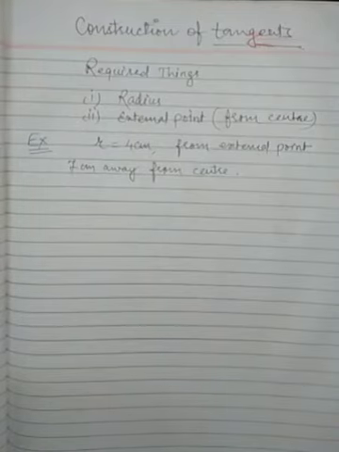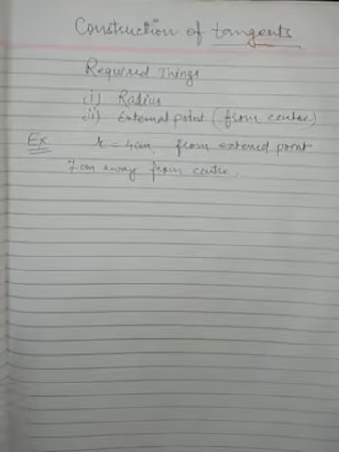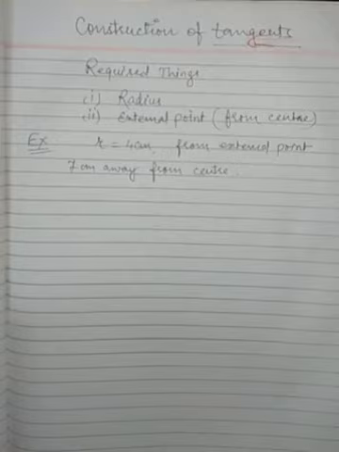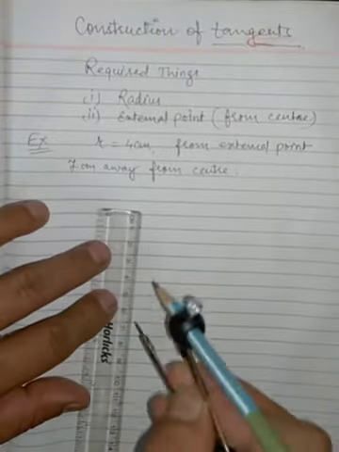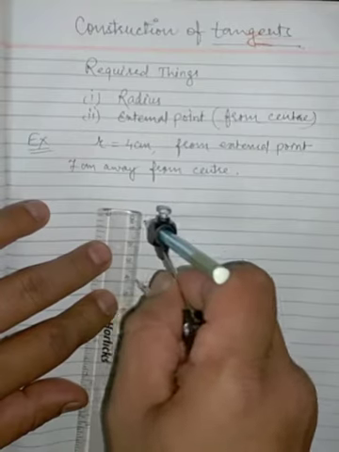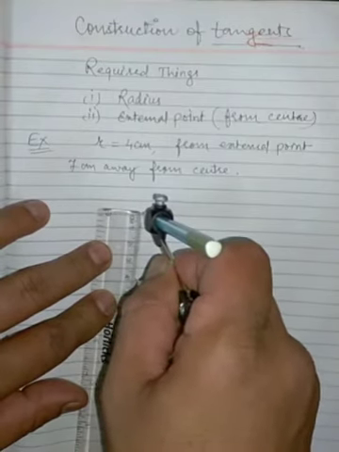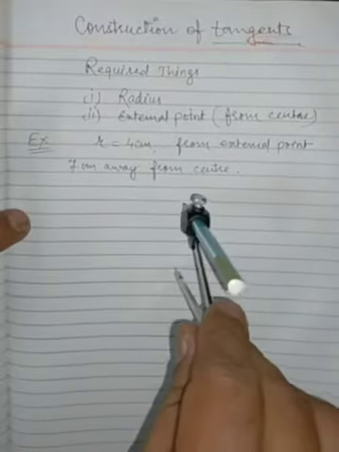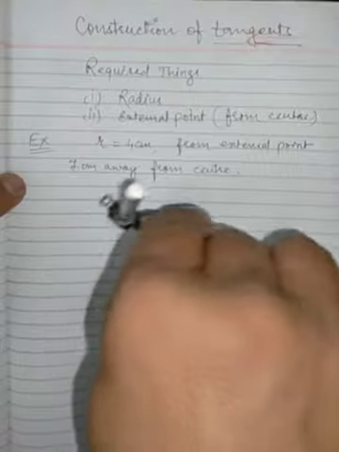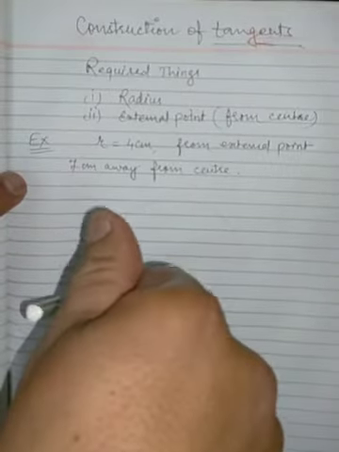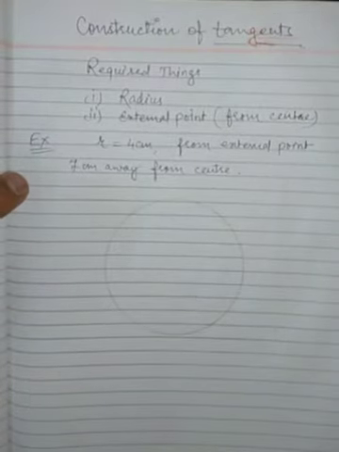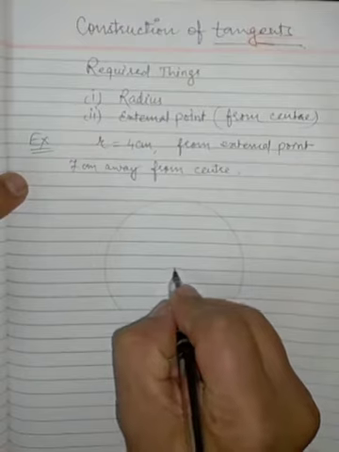Okay, so what we will do, first of all, using compass, we have to construct a circle of radius 4 centimeter as we have taken in example. So of radius 4 centimeter, we will draw a circle. This is our circle, and this is center. Let it be O.